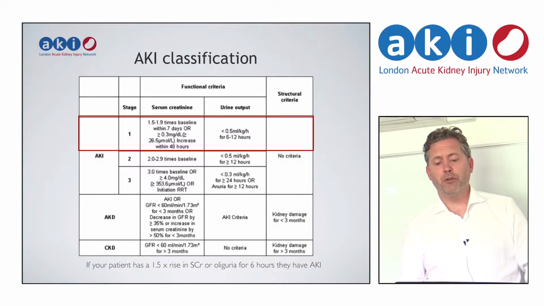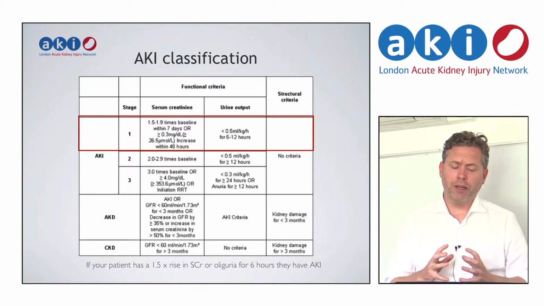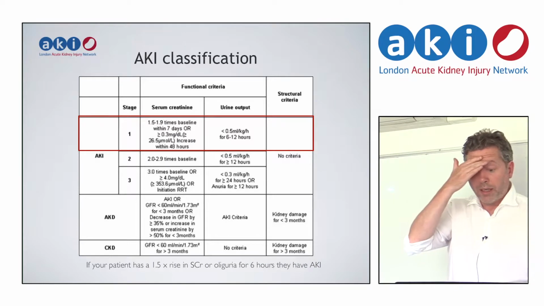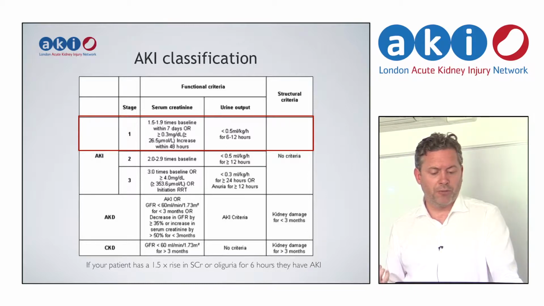There are also urine volume criteria. So urine volume, oliguria is less than 0.5 mils per kilogram per hour. So for an 80 kilogram patient, 40 mils per hour. If you have sustained oliguria every hour for 6 hours, you have AKI stage 1. When you have 12 or more hours, AKI stage 2, and profound oliguria for more than 24 hours or anuria for 12 hours, AKI stage 3.